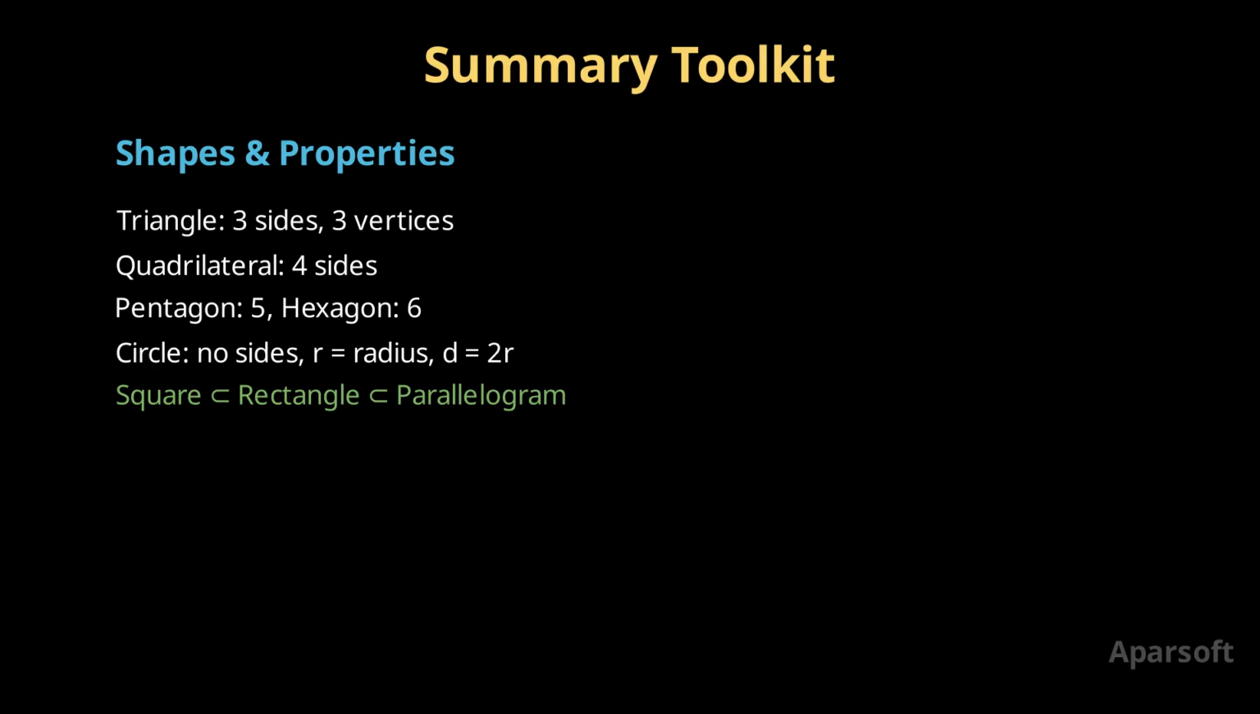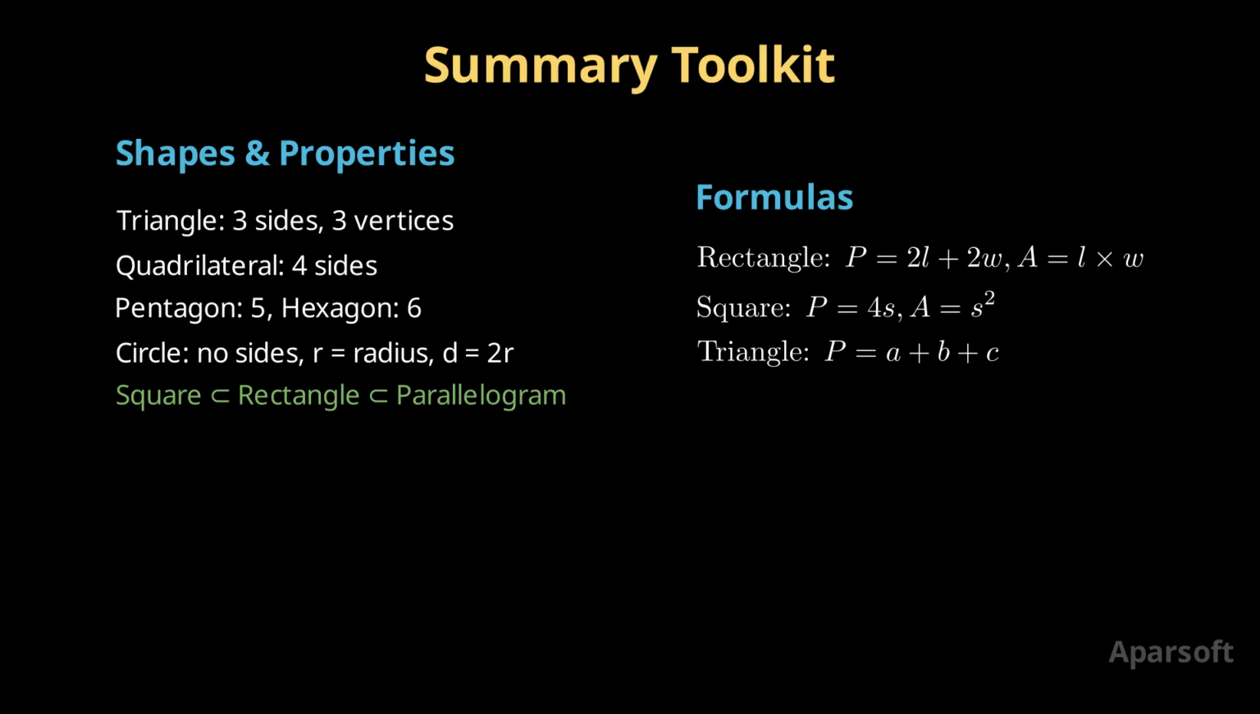Here is your toolkit. Polygons are named by their side count. Circles are the special shape with no sides. A square is always a rectangle, but not the other way around. And for perimeter and area, use these formulas. Remember, perimeter is a line in centimeters. Area is a space in square centimeters.